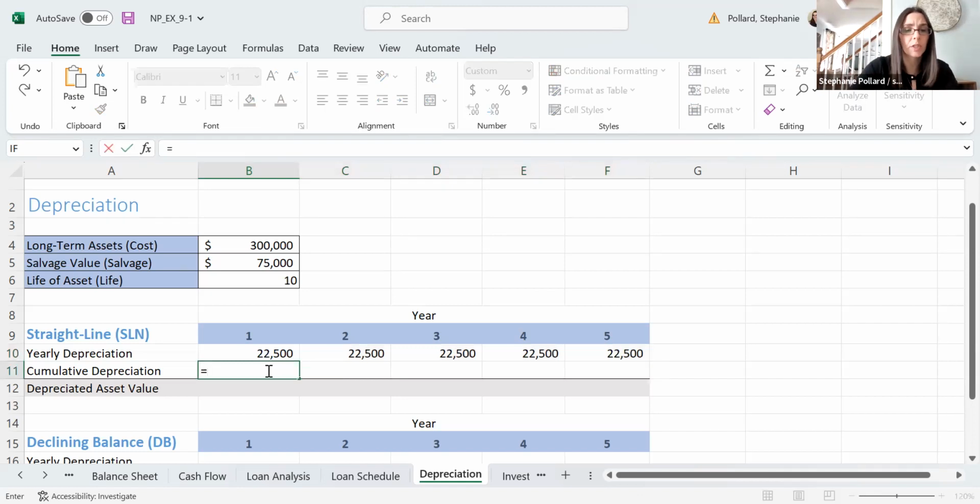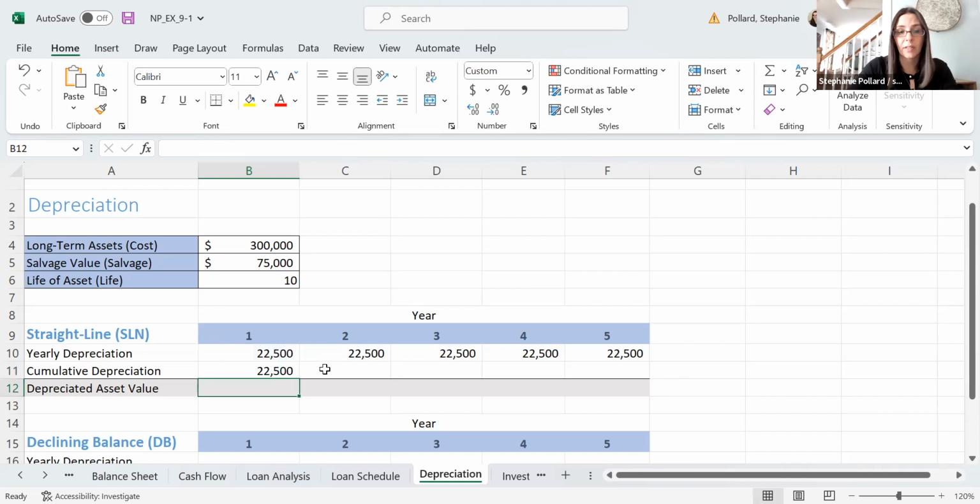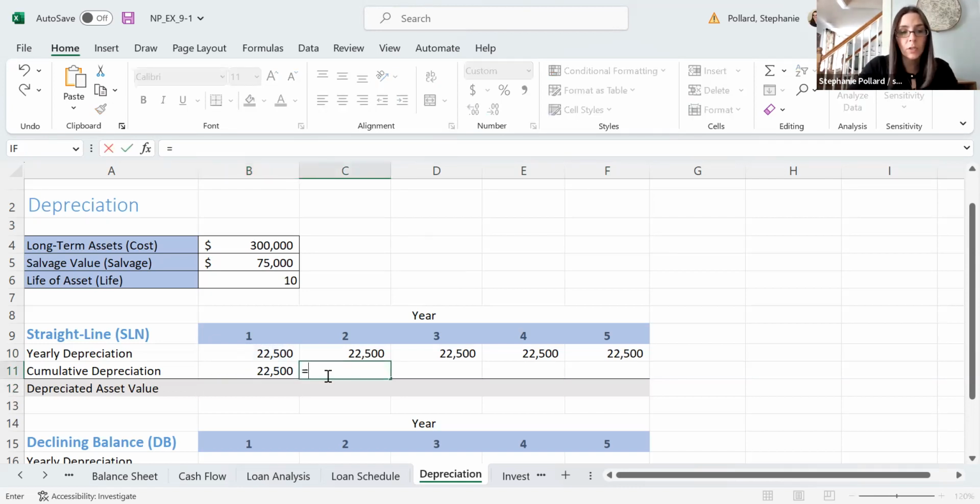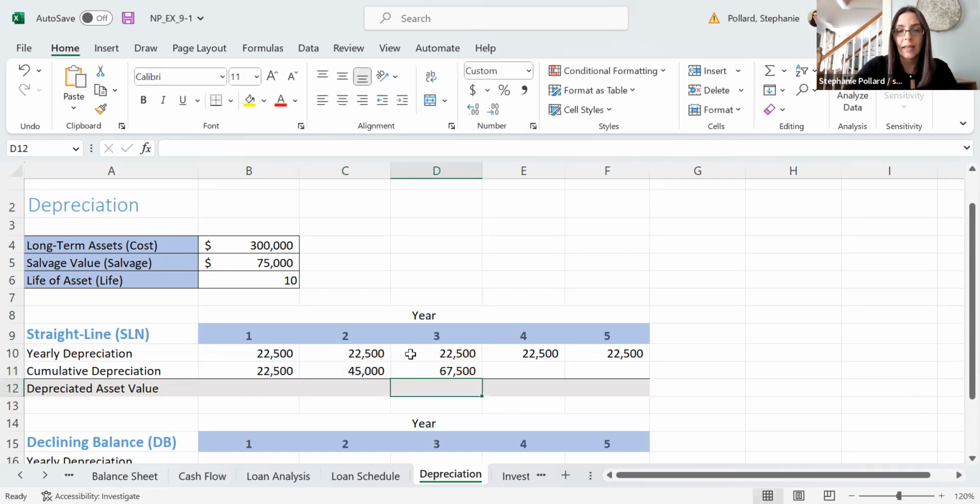For my cumulative depreciation for year 1, it's just going to be cell B10. There's really nothing there. And then for year 2, it's going to be the depreciation from the previous year plus whatever is from year 2. And the same thing for year 3. It's going to be the depreciation from the previous year plus from this year. And again, you can continue that formula all the way down.